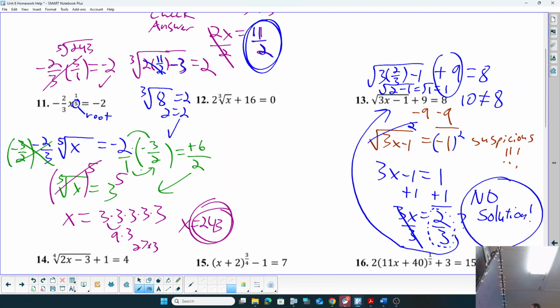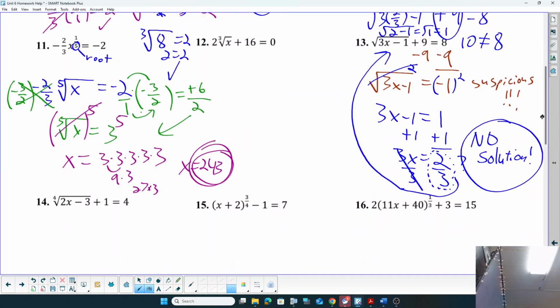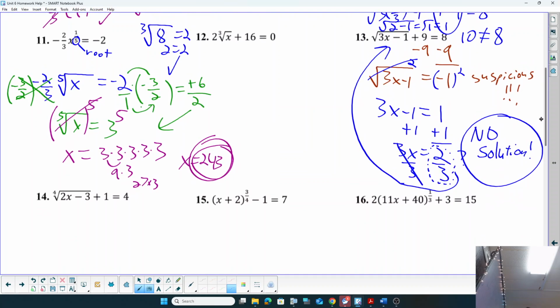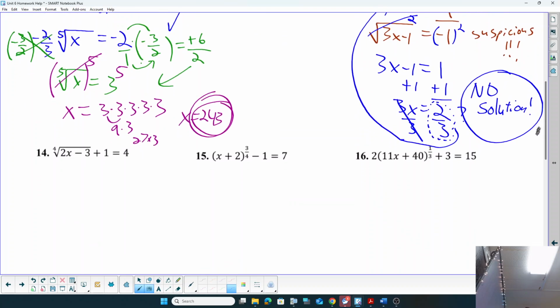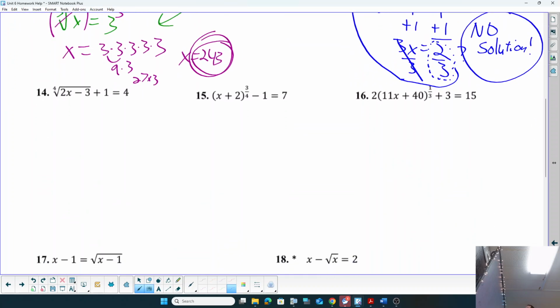Okay, here we go. So there's number 13. Number 13 is no solution. So try number 12. Remember, you got a minus 16. Divide by 2 first before you power 3 both sides. Ooh, okay, this is a good one. 15 is a good one. Okay, so remember to isolate the radical, turn it into a radical.